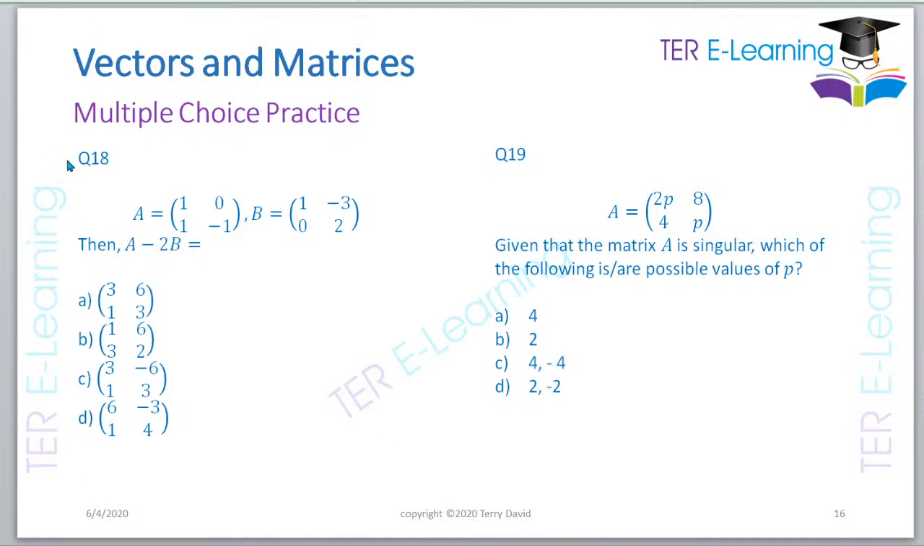Now let's look at this one here, question 18. This is also a potential question you could get. We have two vectors A and B, and we want to work out A minus 2B. Question 18. I'll give you 2 minutes to work that out.